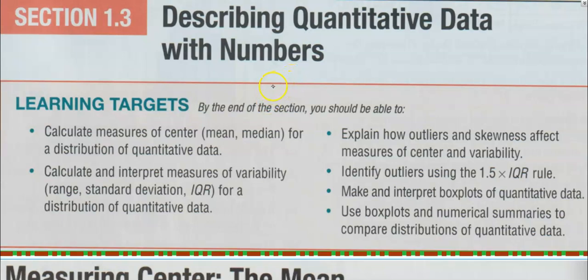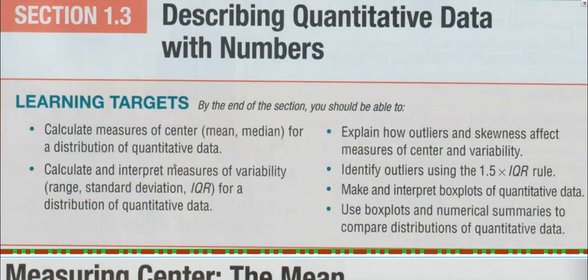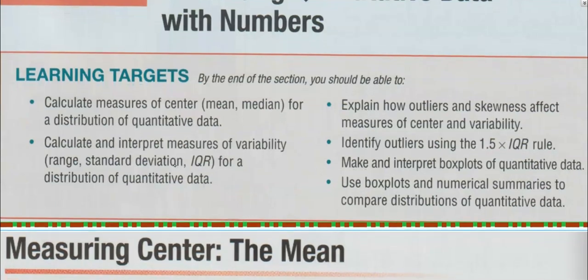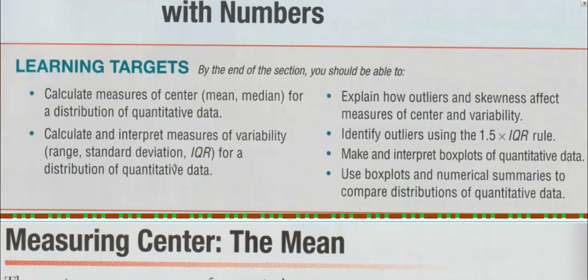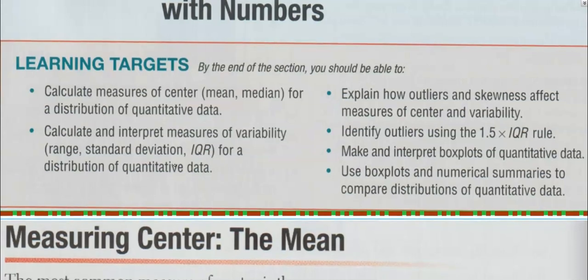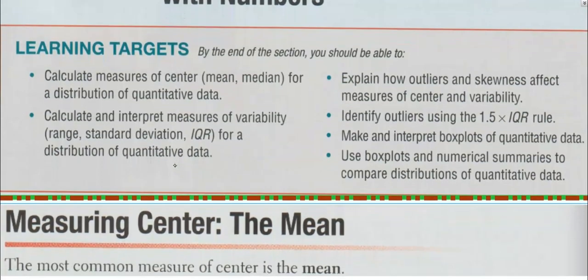Alrighty, so in section 1.3, we're going to describe our quantitative data using numbers. Here are our sub-objectives. You can look right here. We're going to calculate the measures of center, mean and median, for a distribution of quantitative data. We're going to calculate and interpret range, standard deviation, and IQR. We're going to explain outliers and skewness, all kinds of stuff. You can take a look at that and see what we're doing.